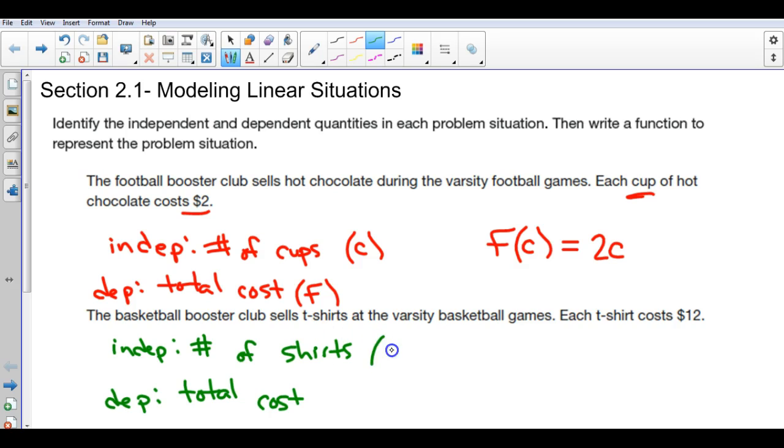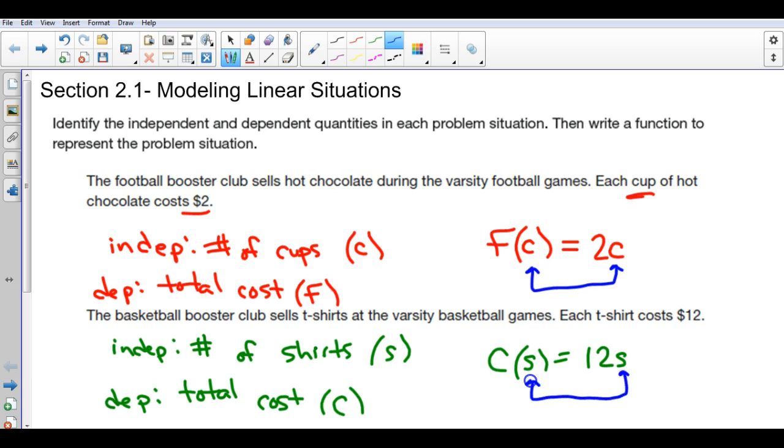So I'm going to use the letter S for my number of shirts, and a big capital C for my total cost. Just like the last function, it's cost as a function of the number of shirts, and that would equal $12 per shirt. Notice the variable inside the parentheses is your independent quantity, and you also see that in the equation. The same thing happened above. The independent quantity is the one the booster clubs are controlling. They control how many shirts they sell, and then the cost depends on that.